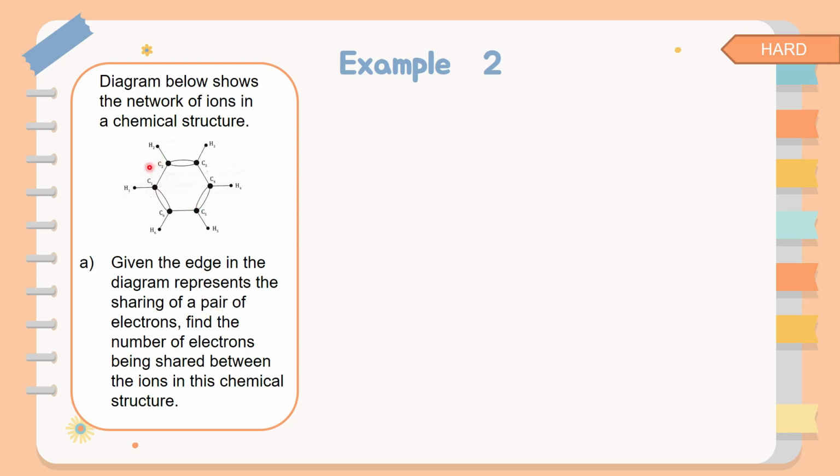Okay, C is carbon and H is hydrogen. From this structure, C is carbon and H is hydrogen. Okay, each vertex is an ion. I'm asking you, from this graph, this we also call a graph. How many vertices are there in this graph? 6 vertices.